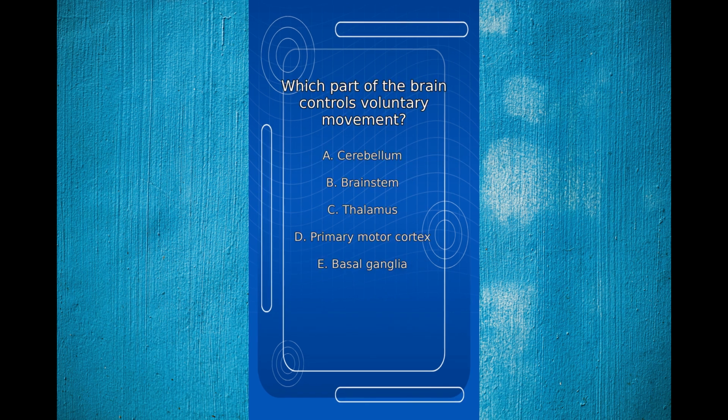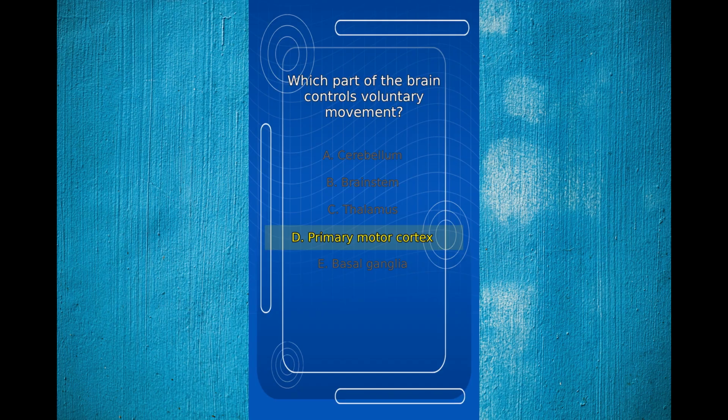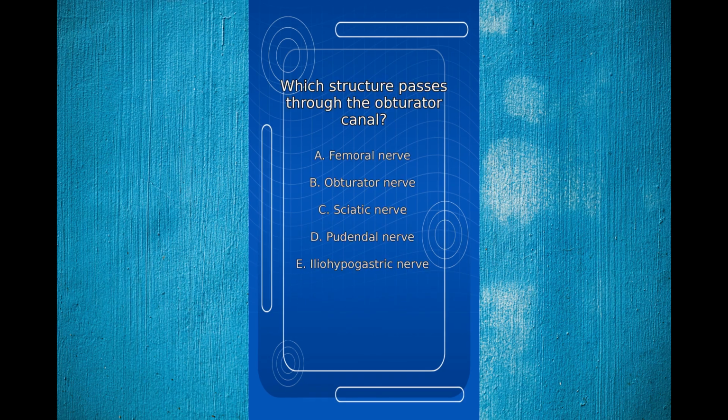Which part of the brain controls voluntary movement? The correct answer is D. Primary motor cortex. The primary motor cortex, precentral gyrus, initiates voluntary motor movements. Which structure passes through the obturator canal?